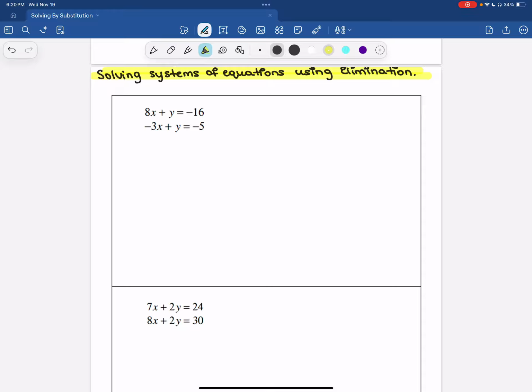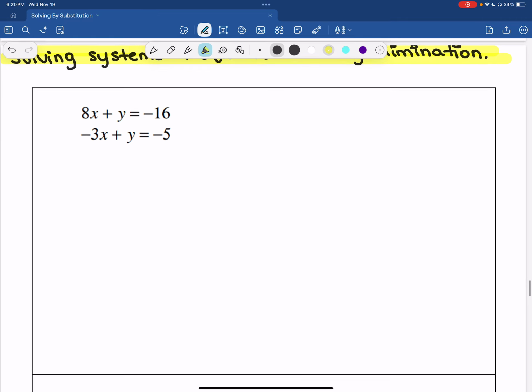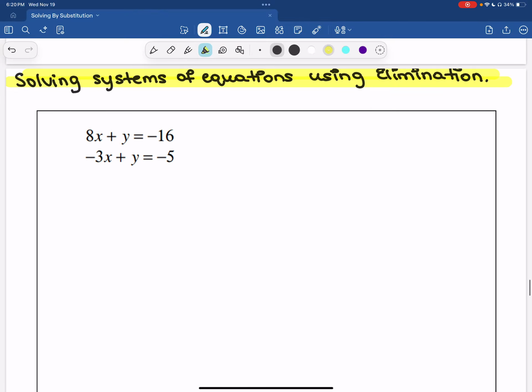Hello guys. Here's the second video on solving systems of equations using the elimination method. These examples are slightly different because if you notice, we don't have opposite terms here. For example, we have a 1y in the first equation and a 1y in the second equation, but they're not opposites because they're both positive.